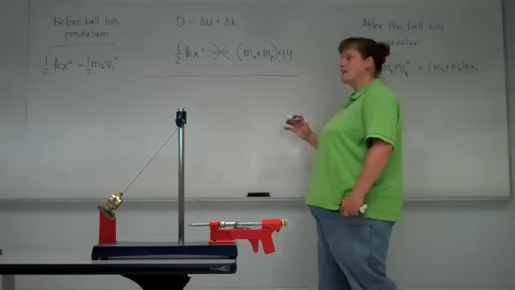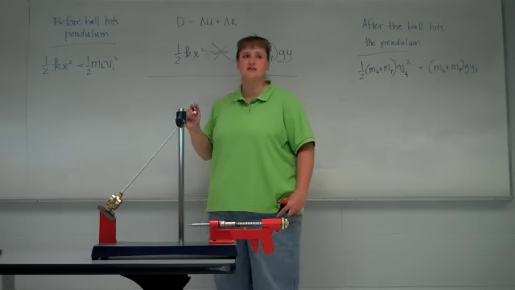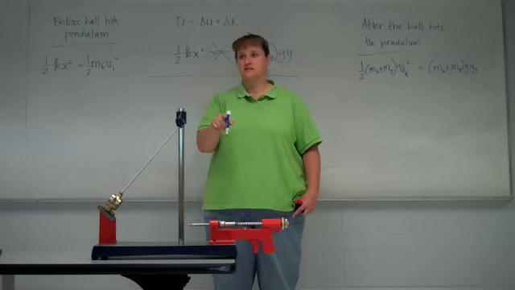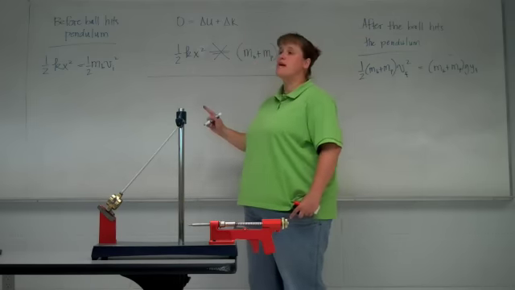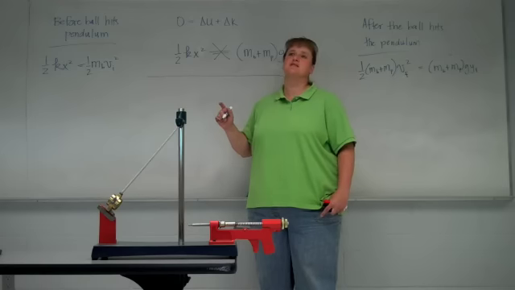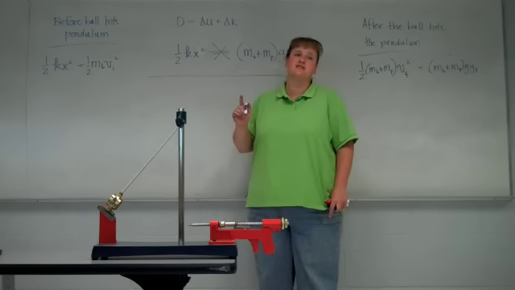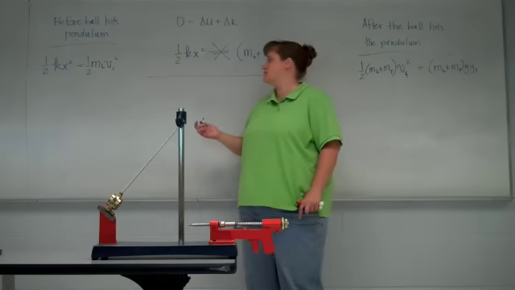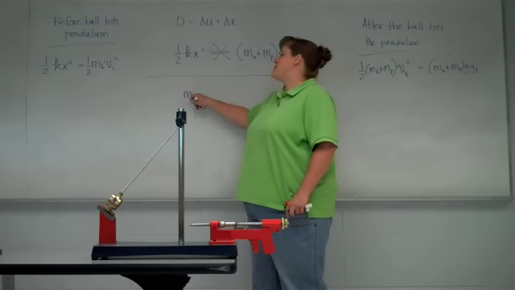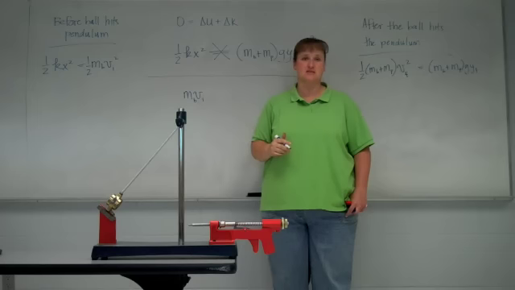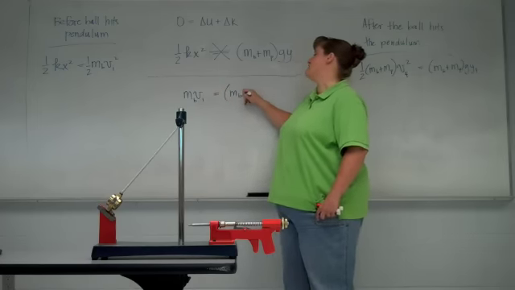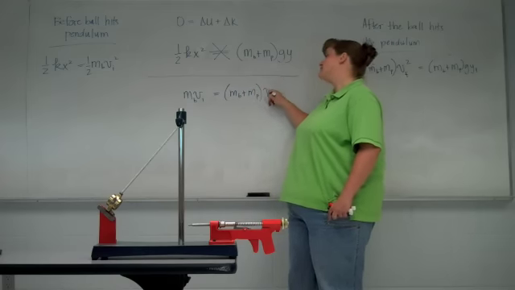Momentum. Energy is not conserved in all collisions. Energy is only conserved in elastic collisions, and this certainly was not elastic. Okay? But momentum is conserved in every single collision, regardless of what type of collision it is. It can be elastic, it can be inelastic. It doesn't matter. That means the momentum that the ball had right before it hits the pendulum has to equal the momentum that the ball and pendulum have right after the ball hits.